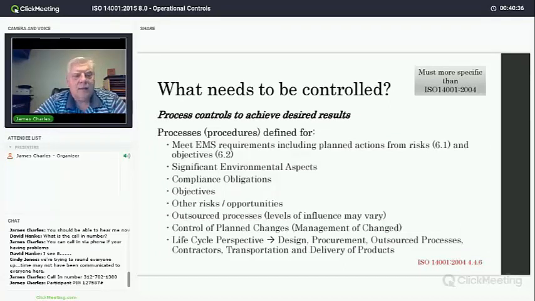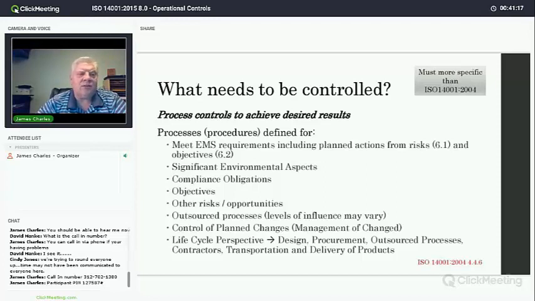So what needs to be controlled? Again, we've gotten away from the 446 definition of operational control that focused on significant aspects. As you can see in the requirement there, it referenced 6.1, which deals with risk, and 6.2, which dealt with our objectives. So we need to control our significant aspects, our compliance obligations, which is 6.1.3, our objectives, which are talked about under 6.1.2, and our risk and opportunities, which are talked about in 6.1.1. So again, it's not just significant aspects that the auditor can now expect to see controlled.